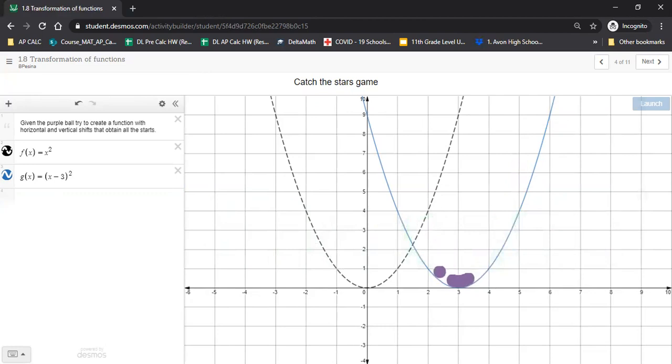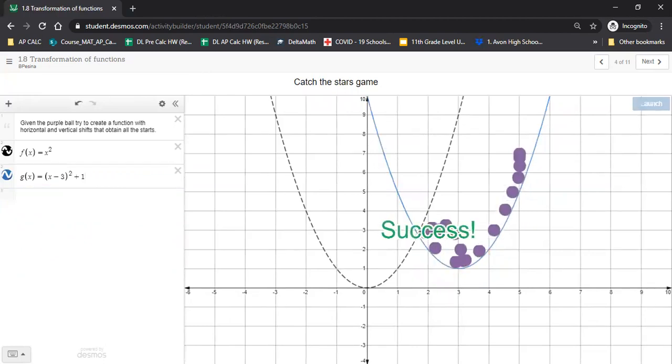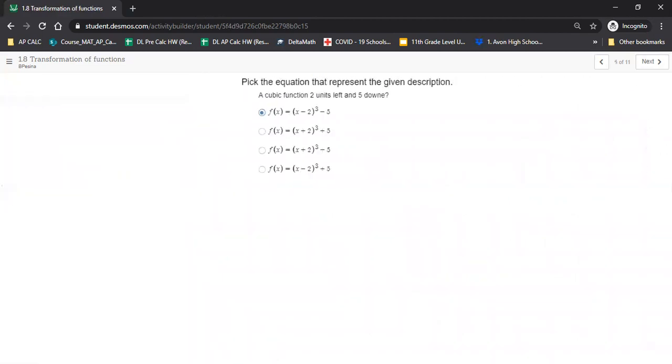I know when you guys were doing this activity, a lot of students did a plus 1, and that also worked. The idea is to catch all the stars, whether it is passing directly through them or roughly on them. So that one and the other equation both work. Okay, let's try the next one.